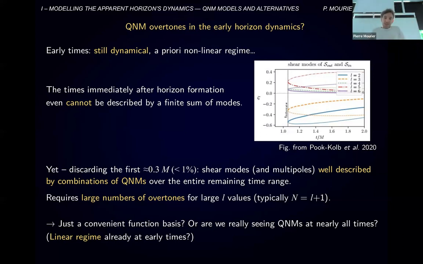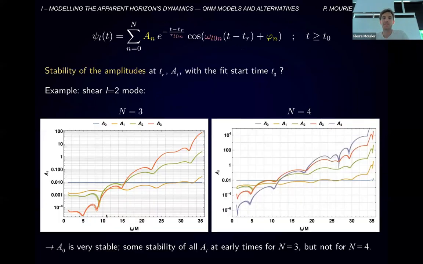So, are we really seeing that quasi-normal modes are present at nearly all times with a surprisingly early start of the linear regime, or are they just behaving as a merely convenient function basis? We tried a few approaches to answer that.